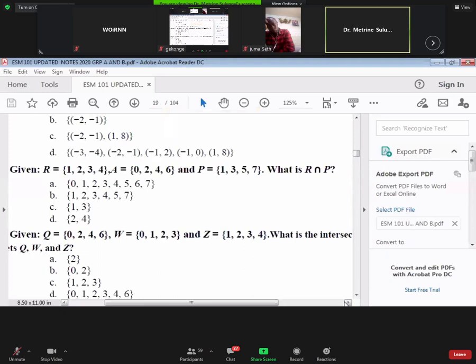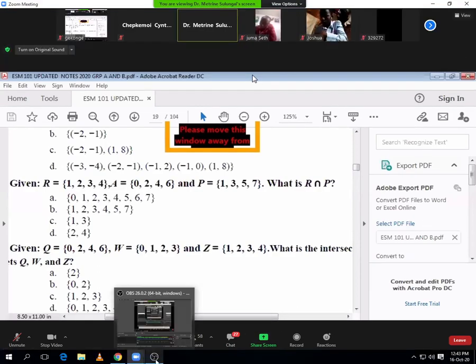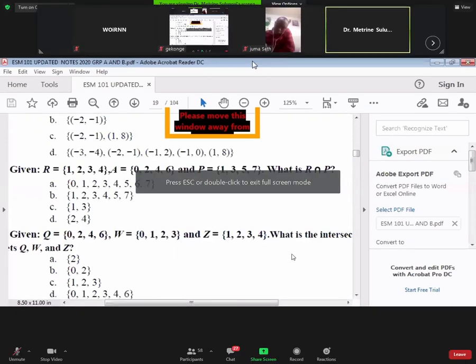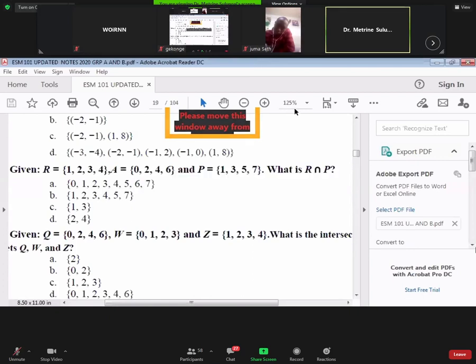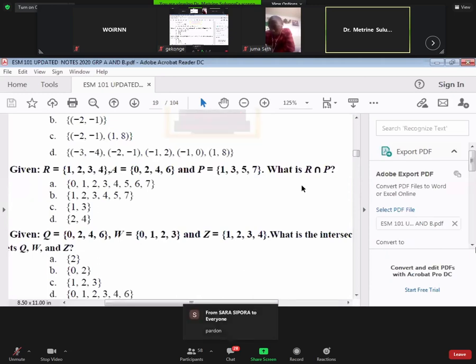Question one, given Q is equal to 0, 2, 4, 6. W is equal to 0, 1, 2, 3. Z is equal to 1, 2, 3, 4. What is A, Q intersection W intersection Z? B, Q intersection W. C, Q intersection Z. D, W intersection Z. Number 5 or E, Q union W.